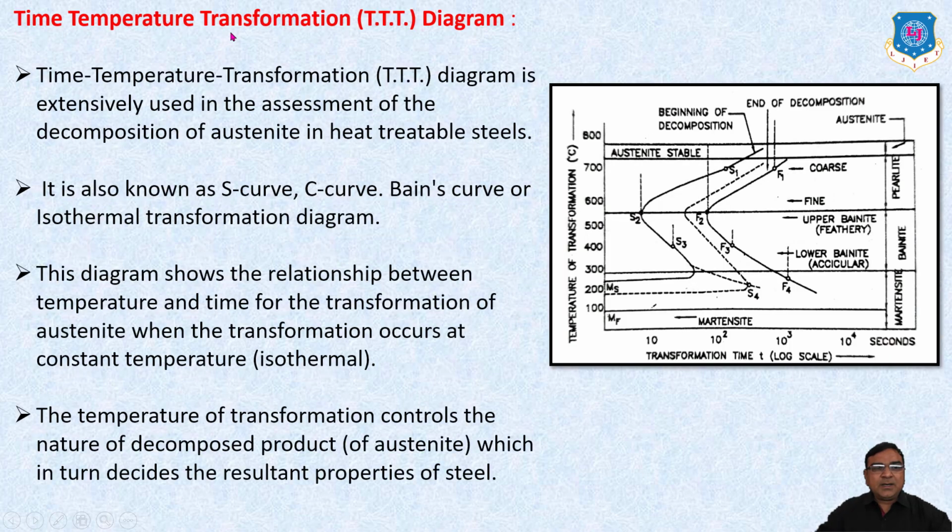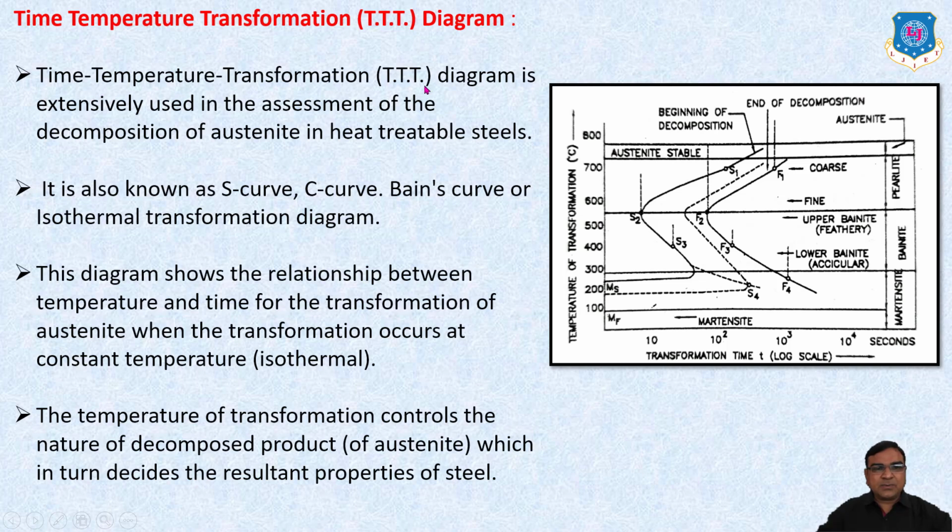Time, temperature and transformation, that is, the TTT diagram. This is a TTT diagram, temperature of transformation in degrees centigrade versus transformation time. Here there are two curves. One is the beginning of decomposition and the other is the end of decomposition. Between these two, you will get different types of structures of the material: coarse pearlite, fine pearlite, upper bainite, lower bainite, ferrite, martensite. These different structures are achieved for different modes of cooling.